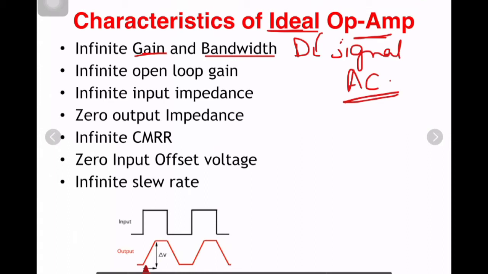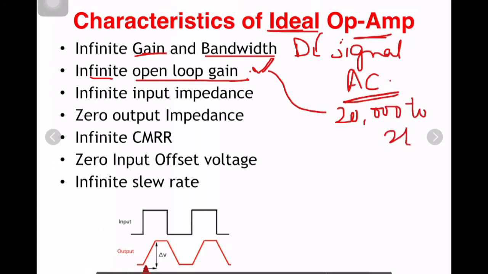In the case of an ideal op-amp, the open loop gain is infinite. Open loop gain is the gain of the operational amplifier without positive or negative feedback. That's why it is called open loop. So an ideal op-amp should have an infinite open loop gain, but practically it ranges from 20,000 to 2 lakh.